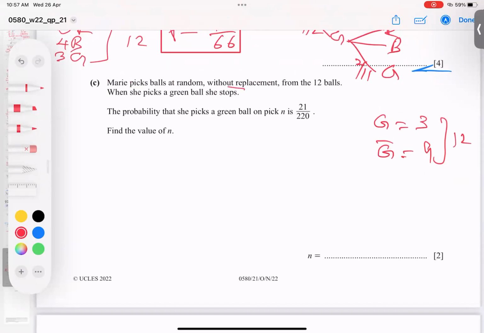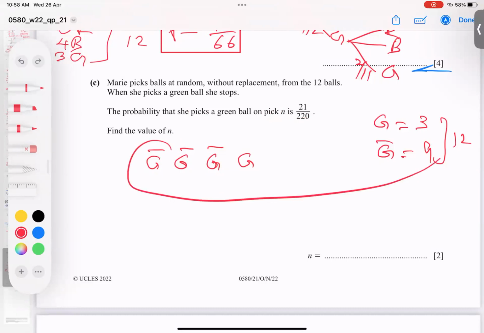So he said when she gets a green, she stops. So let's say not green, not green, not green, not green, and when she gets a green, she stops. So what to do now? What is the chance? Look at here. So green means when a green comes. She picks a green ball at some attempt. We don't know which attempt that is. Maybe this is the fifth attempt, maybe the second attempt. So let's see, is it the fifth attempt, the fourth attempt?